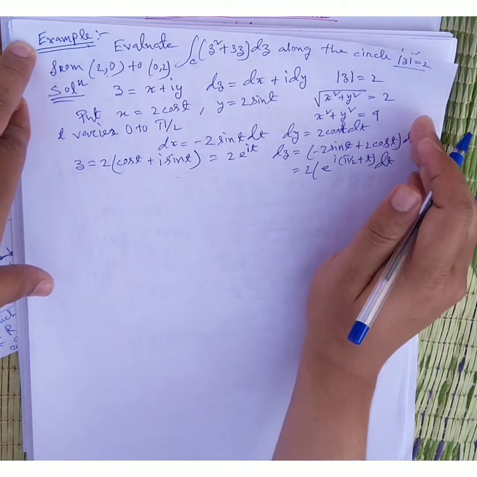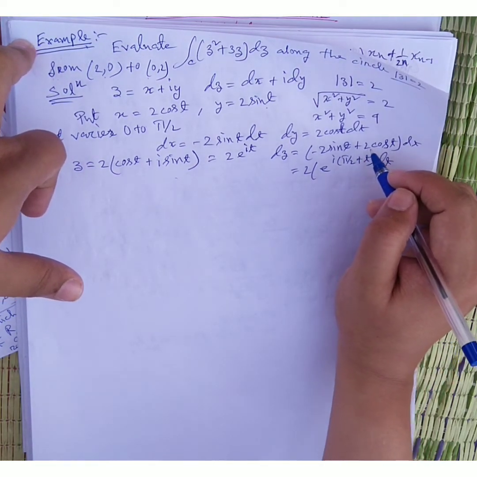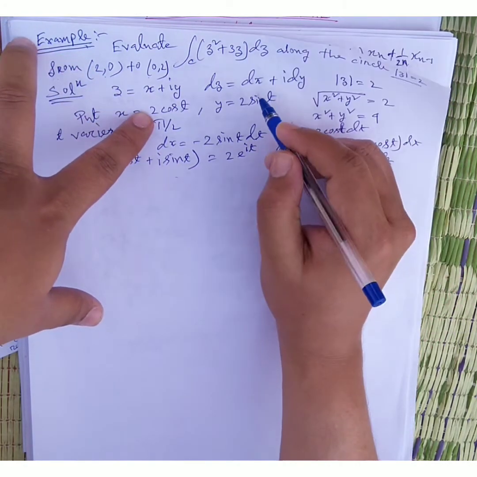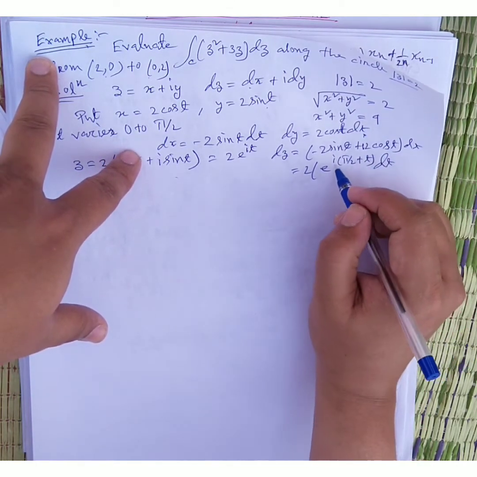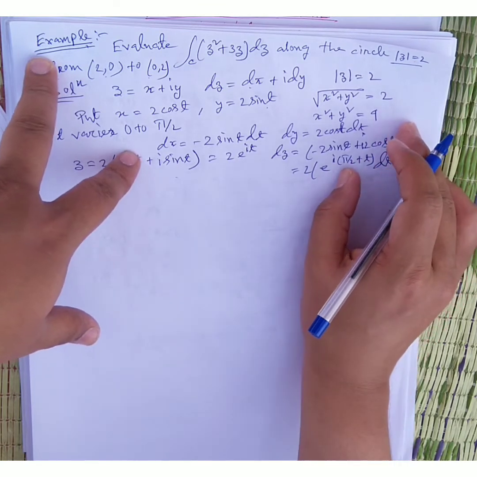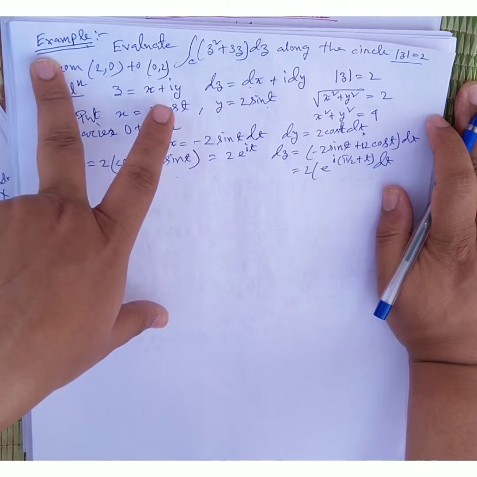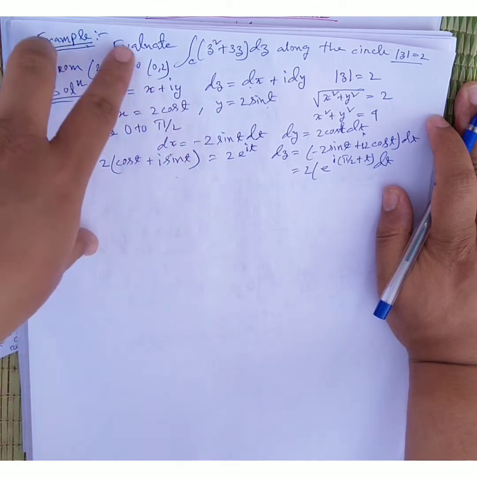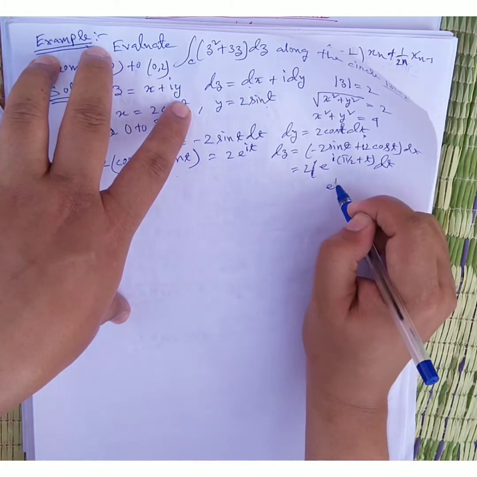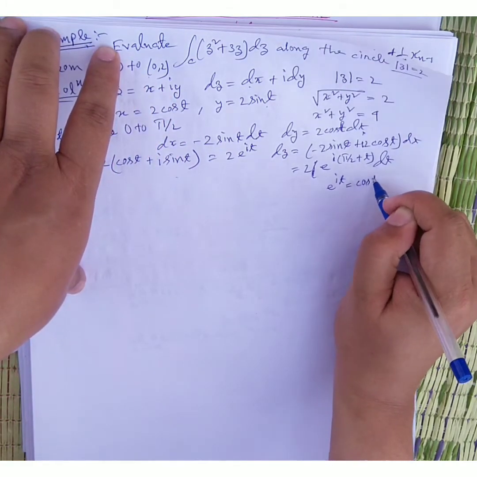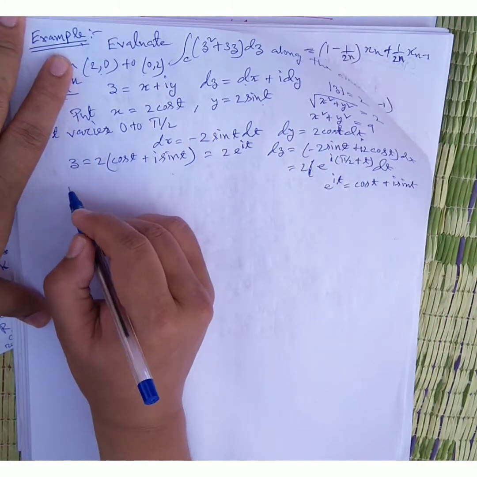Another way: the value is dx plus i dy, so I can write it this way. If I put cos of pi by 2 plus t, that means minus sin t, and sin of pi by 2 plus t means cos t. That's because e to the power it means, according to de Moivre's theorem, cos t plus i sin t. So friends, very simple.